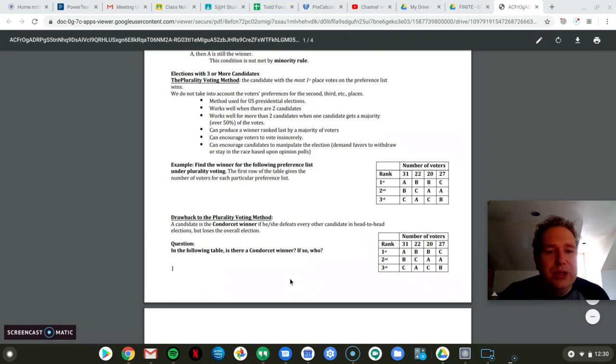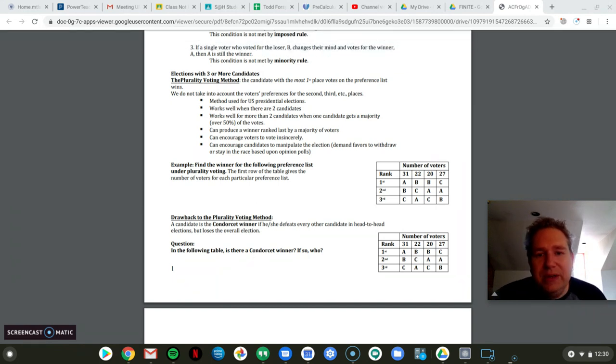So the drawback, it says, is the candidate is the Condorcet winner if he or she defeats every other candidate in head-to-head elections but loses the overall election. So head-to-head means if it were only between two people and not between three, another person would have won. And in this election, basically, there was a spoiler, because this has a Condorcet winner.